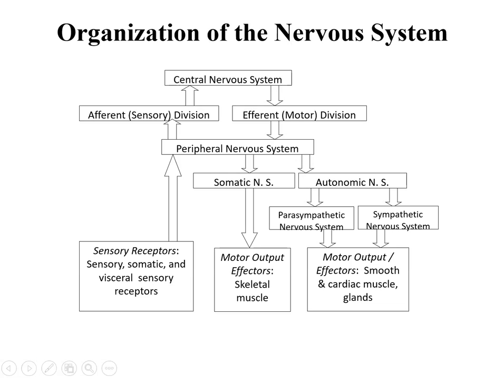Let's first start by talking about an organization of the nervous system. We have both a structural and a functional setup for the nervous system that we'll discuss. Of course, there's the brain, spinal cord, there are nerves called cranial nerves that branch off the brain, and there are nerves called spinal nerves that branch off the spinal cord.